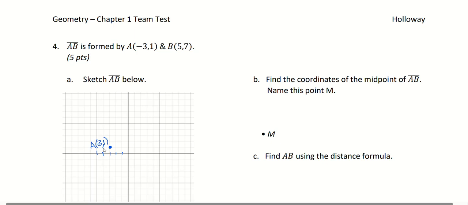Okay. B is at 5, 7. Can we agree that I went over 5 and up 7? If I want to make this segment AB, what do I need to do between those points? Because right now I just have 2 points, but I want a segment. Yeah, just connect it with a segment, right?